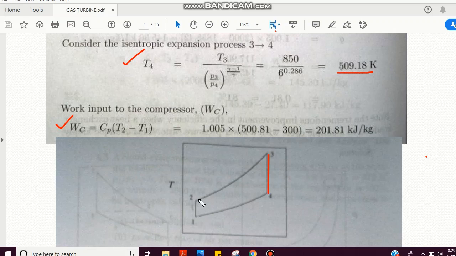Now the work input in the compressor, that is WC. The compression work is the 1 to 2 process. This is the compressor work. So WC is Cp into (T2 minus T1), Cp into the higher temperature minus the lower temperature. So the compressor work done is 201.81 kilojoule per kg. This is the work input to the compressor.